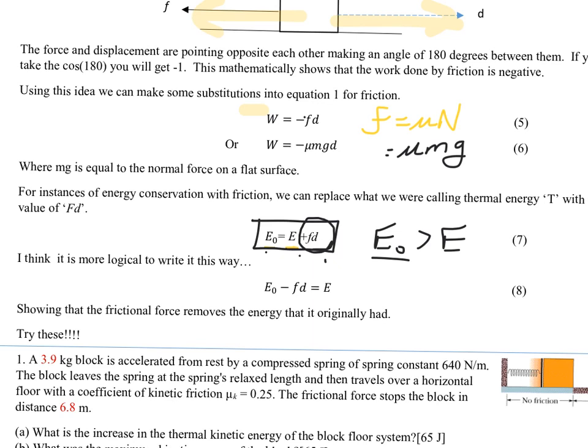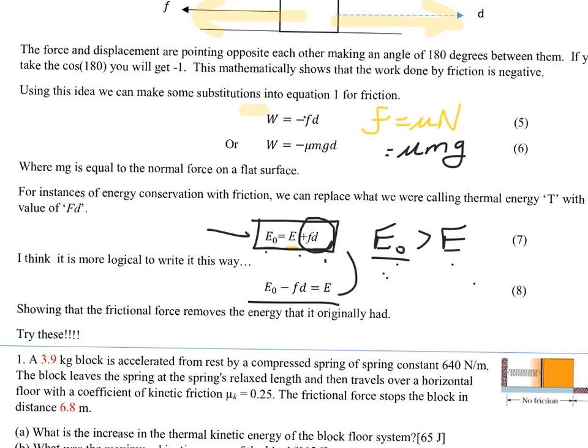If you don't like that, you can just write it this way. Subtract the F d over to the other side. Since this number is larger, if this is 10 joules and this is 6 joules, I would have to subtract 4 from the 10 side to make it equal the other. So if this makes more sense to you, start out your problems that way.